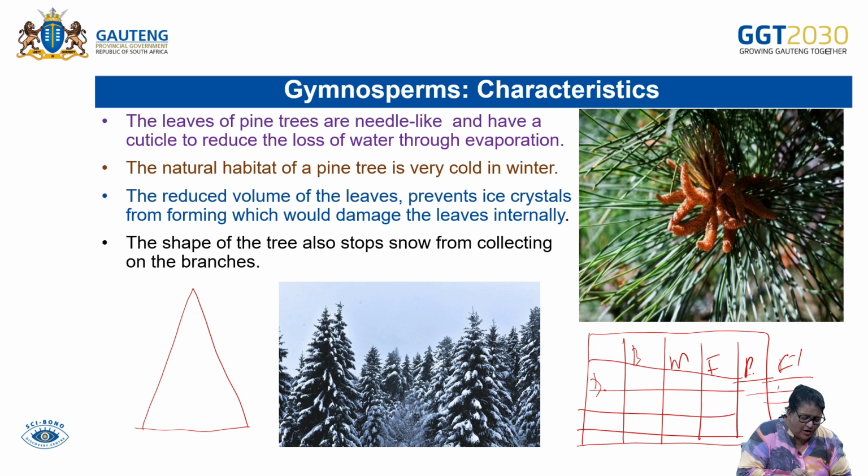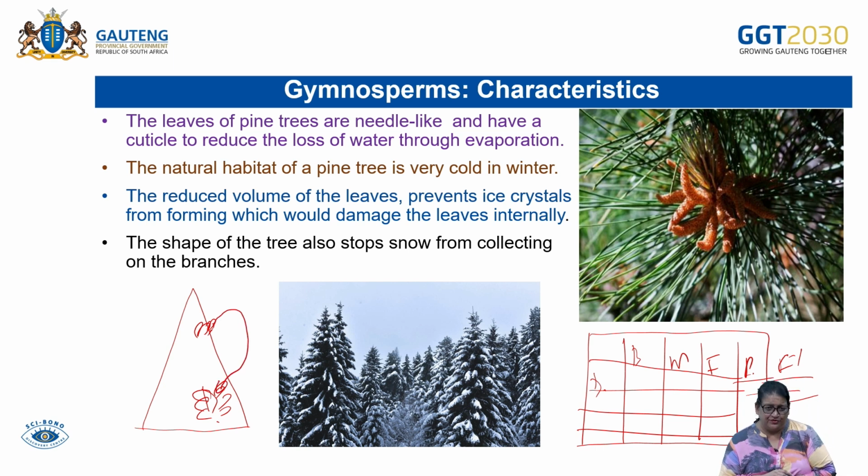Also, you find your clusters of male cones are going to be on the top, and you find your female cone, which is much bigger, is going to be at the bottom, so that the pollen from the male cone can fall onto the ovule of the female cone. Therefore, the positioning of the cones is important. Also, the structure of the cones. Male cones are small. Female cones are large.